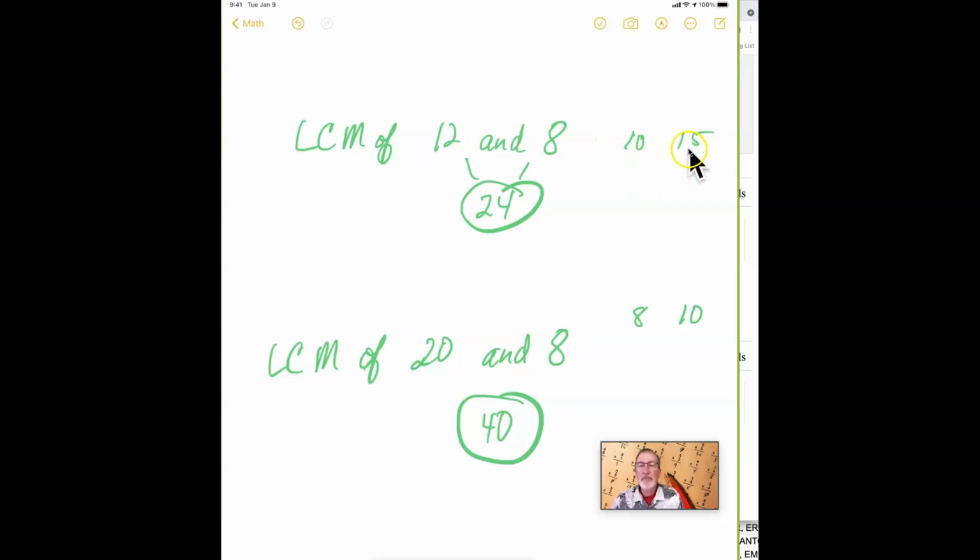So we're going to take 15. And does 10 go into 15 evenly? No. So 15 times 2 is 30. Does 10 go into 30 evenly? Yes. So 30 will be our LCM. And let's move on to the next one.